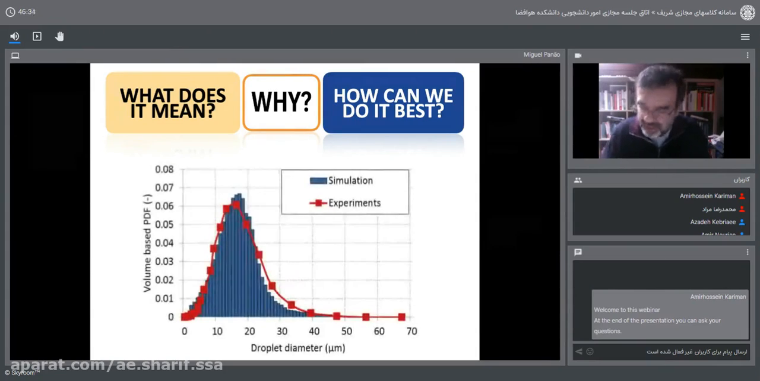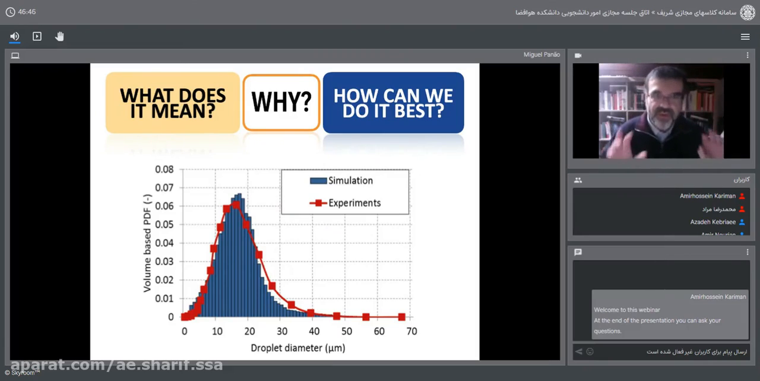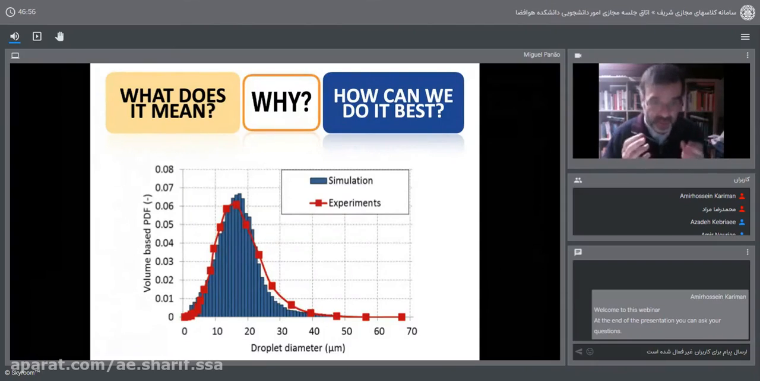The first example comes from a paper I found some years ago in a conference. So you look at the results of experiments, and we are looking at a volume-based probability density function, which means it has no units. So if you sum all the probabilities, the result must be 1. And the squares are the experiments, and the bars, the simulations. And the authors said that the simulation is able to describe the experiments.